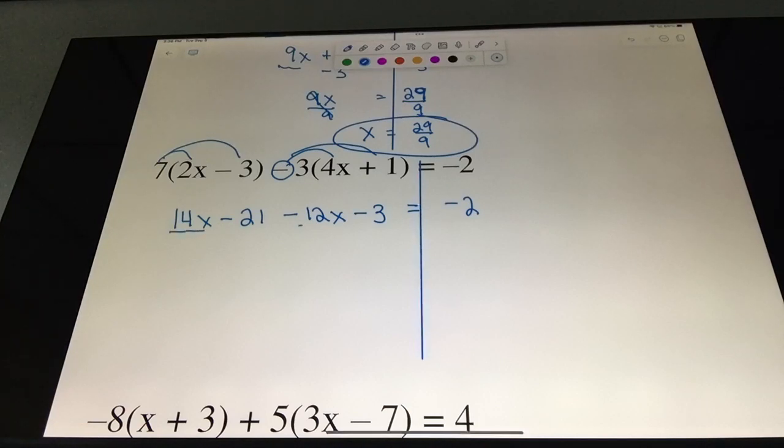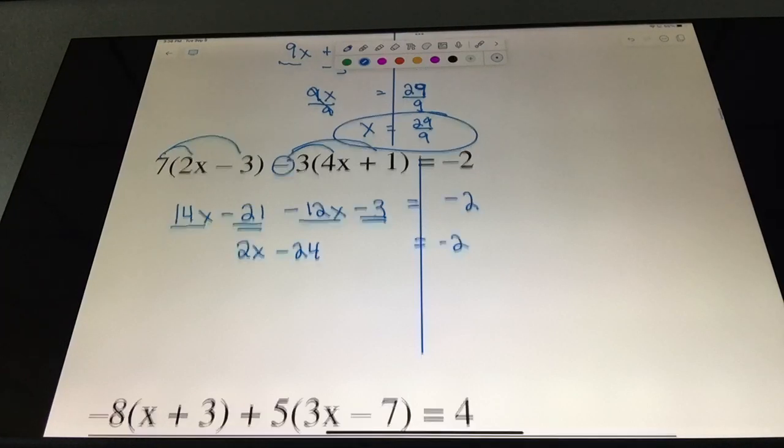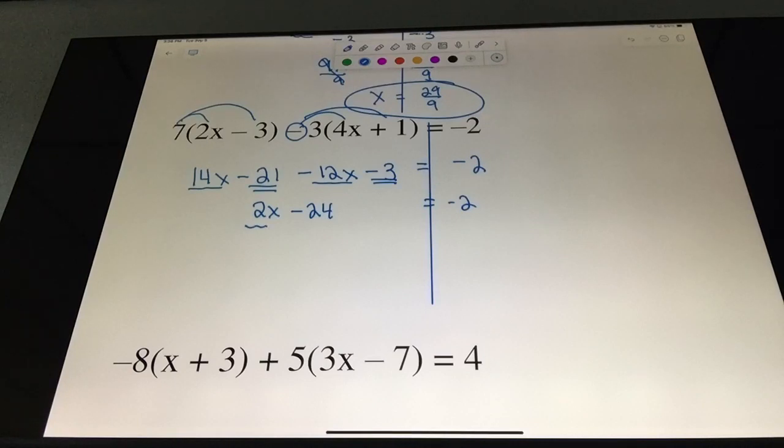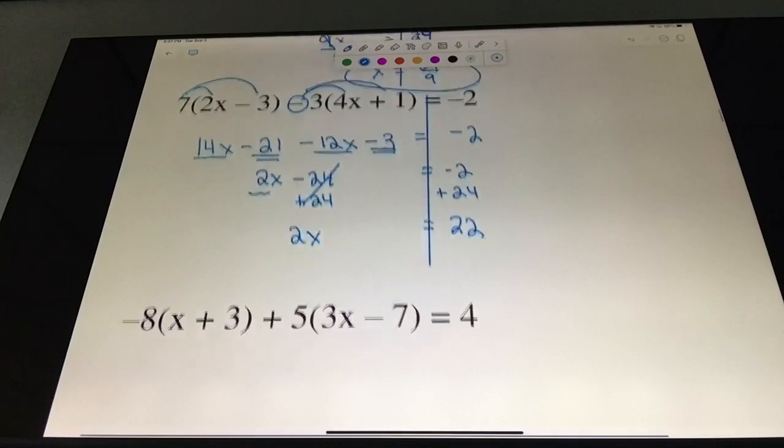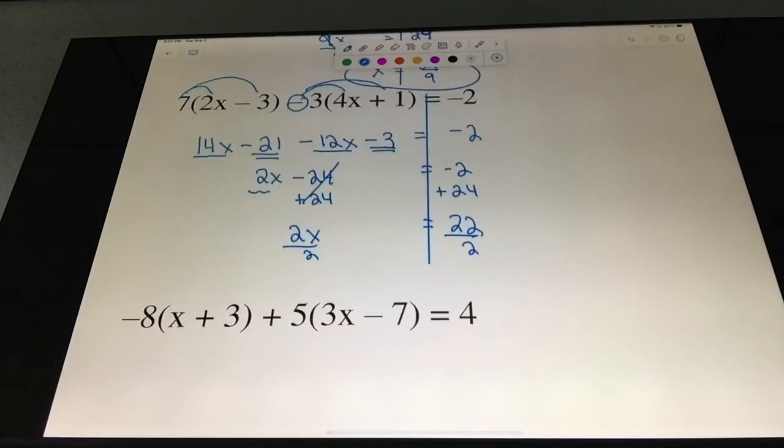Collect our terms that are alike. 14 minus 12 is positive 2x. Minus 21 minus 3 is minus 24. Equals negative 2. Get your x term alone. So we're going to add 24 to both sides, plus 24 on each side of equals. My 2x comes down. Those cancel out. Negative 2 plus 24 is 22. And then lastly, divide by 2. 2 over 2 is 1, leaving me x. 22 divided by 2 is 11.